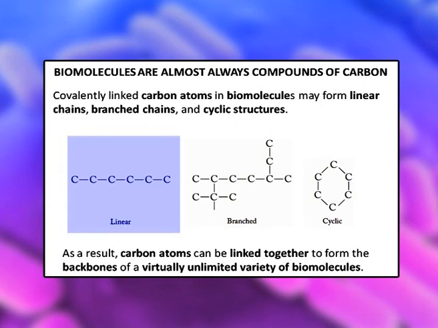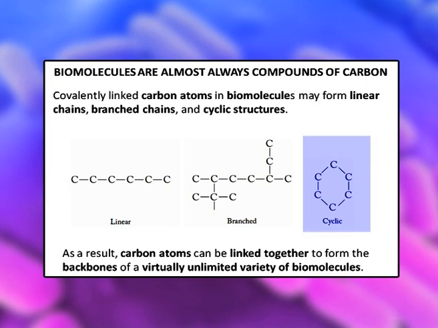Now, these covalently linked carbon atoms in biomolecules may form linear chains, branched chains, as well as cyclic structures. As a result, these carbon atoms can be covalently linked together to form the backbone of the different biomolecules, and they can have virtually unlimited variety of structures.